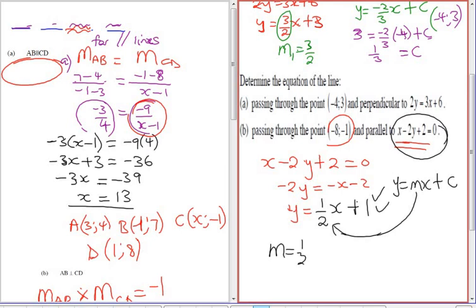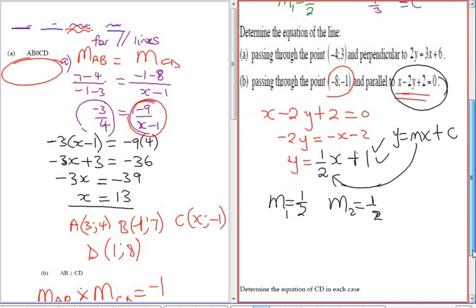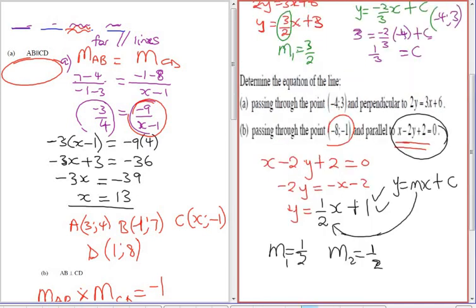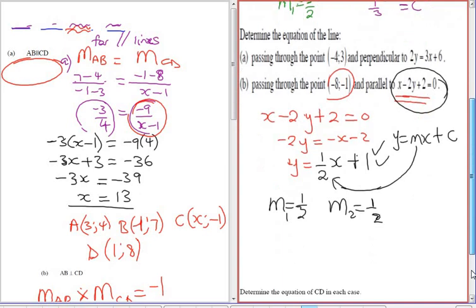Because these ones are parallel, our M2 is also going to be equal to a half, because parallel lines have the same gradient. So if I want the equation of this straight line, I'll just say y is equal to half x plus c. And all I need is that coordinate, if we still have it, that is -8 and -1. We put it there, and let's substitute it into these coordinates.